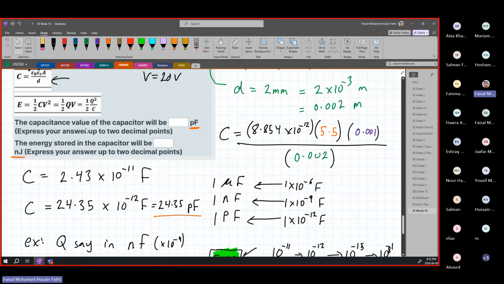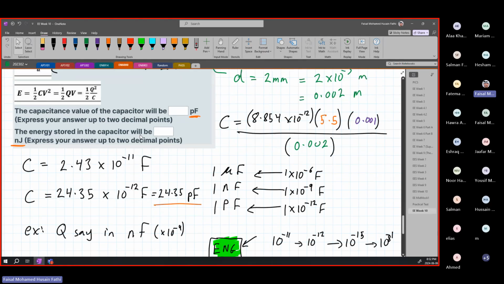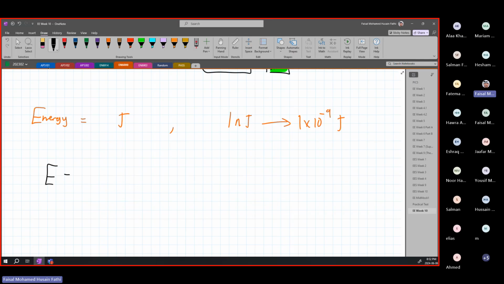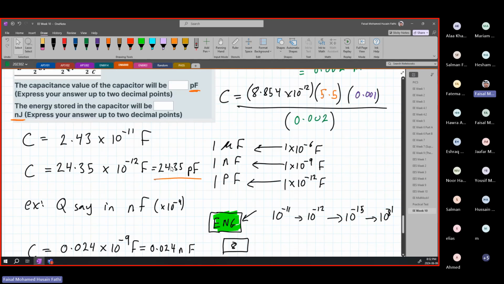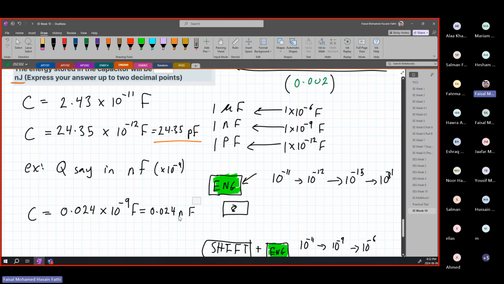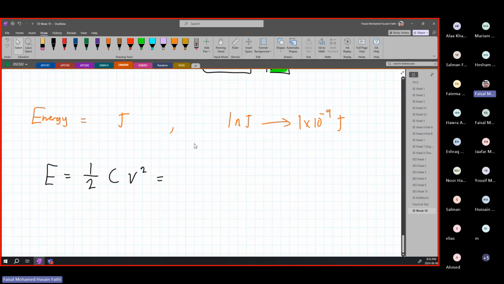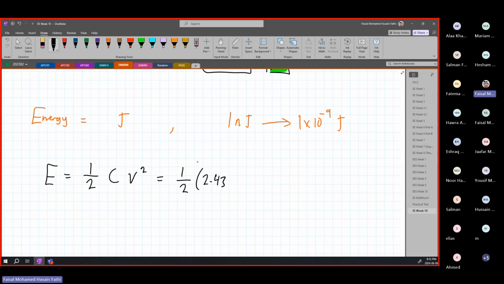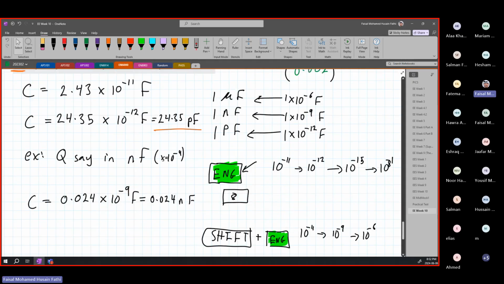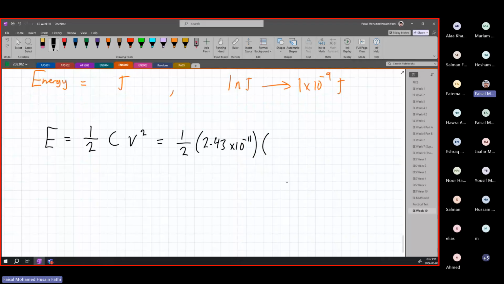The equation of energy is very simply E is equal to half CV squared. We have found our value for C. Keep in mind your value for C should be in farads when you are using it in calculations. Never keep it in pico, never keep it in nano. So it is going to be half times 2.43 times 10 to the negative 11 times V squared. Our voltage was given in the question as 20 volts, so it's 20 squared.